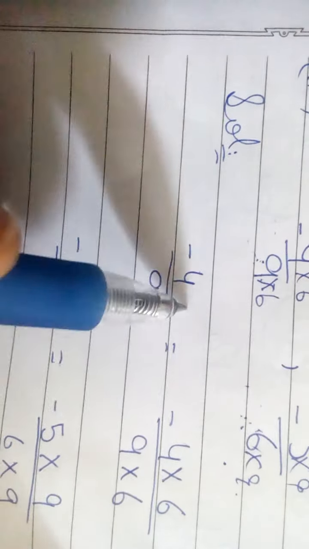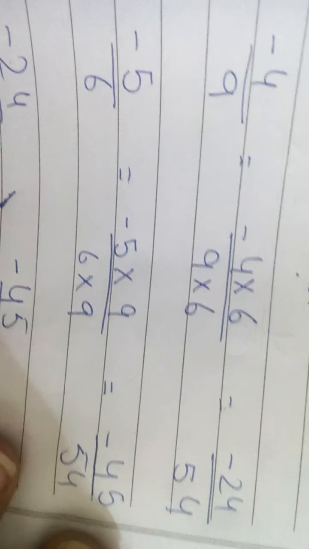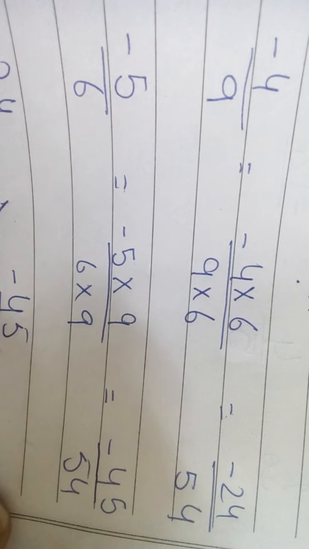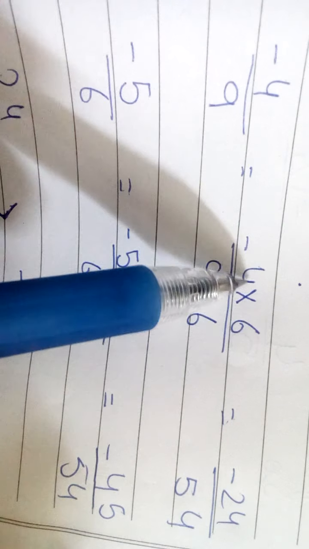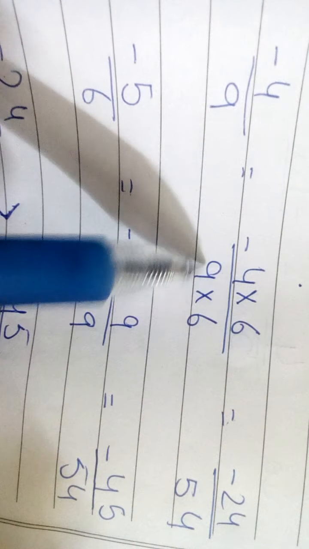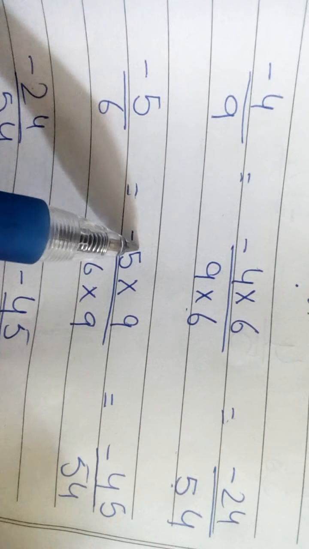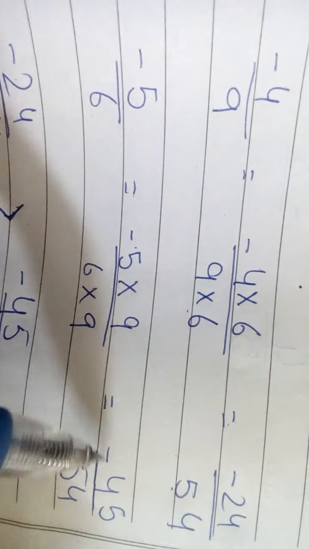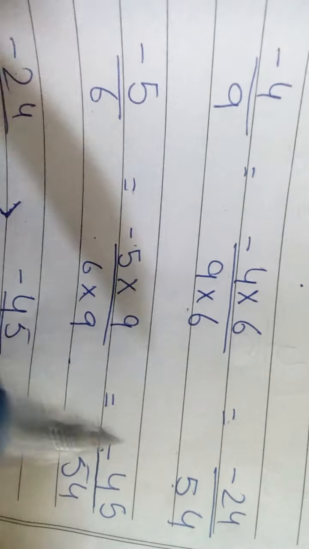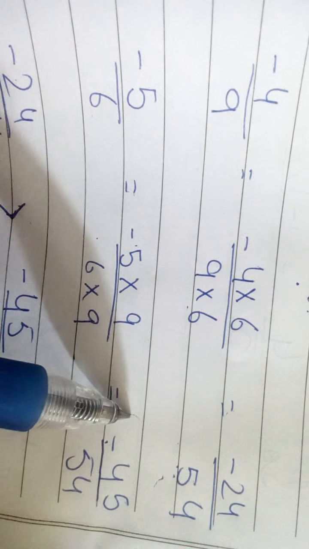Now minus 4 by 9 will be, 6 up and down, minus 4 multiplied by 6, 9 multiplied by 6. Minus 4 multiplied by 6 will be minus 24, 9 6s are 54. Then is the minus 5 by 6. Minus 5 multiplied up and down by 9 is minus 45. 6 9s are 54. Now we have the answer: minus 24 by 54 and minus 45 by 54.